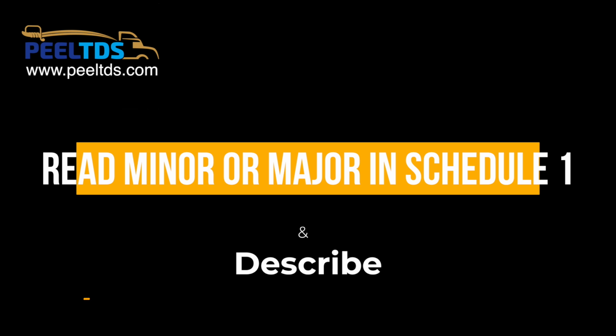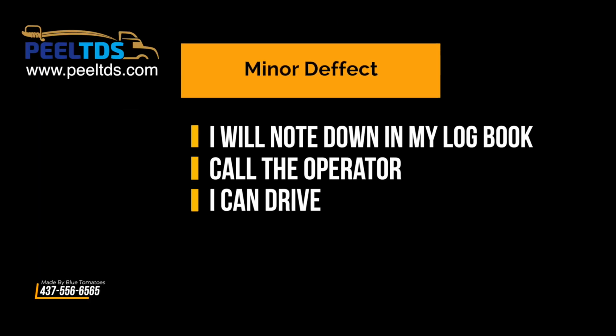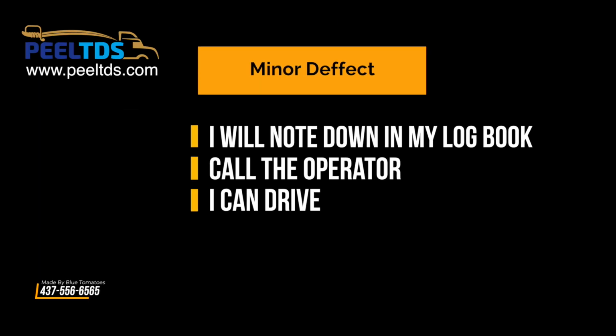It's good. Read minor or major in the Schedule 1 and describe. If there is an air leak in air suspension system, it is a minor defect. I will note it in my logbook, call the operator and I can drive.